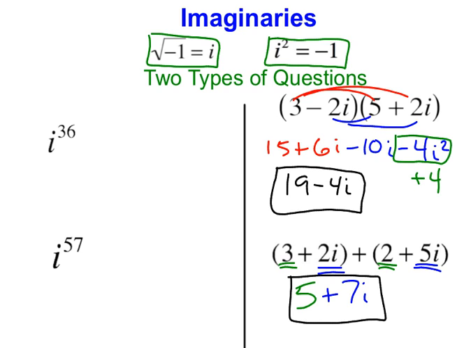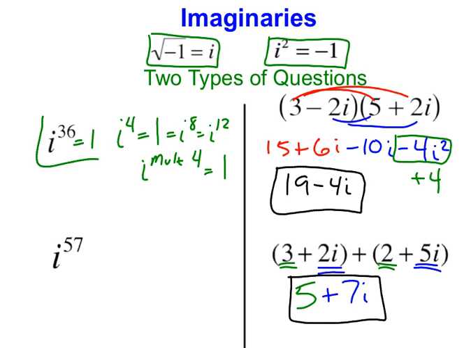So that's one type of imaginaries problem you're going to see. The next type is the i to the power. And the i to the power is going to be, in this case, like i to the 36. They're going to ask you, what is that? i, negative i, 1, or -1. So how you do that is any i to the 4th power is 1. That also means i to the 8th, i to the 12th. i to any multiple of 4 is 1. So since 36 is a multiple of 4, my answer is 1.